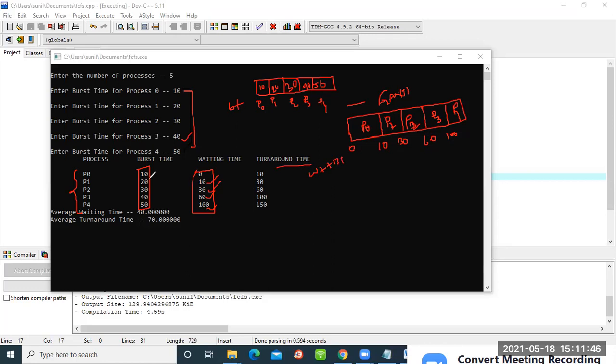Okay. Now 10 plus 0 is 10. 20 plus 10, 30. 30 plus 30, 60. 40 plus 60, 100. And 50 plus 100, 150. Fine. This is your turnaround time for each process.